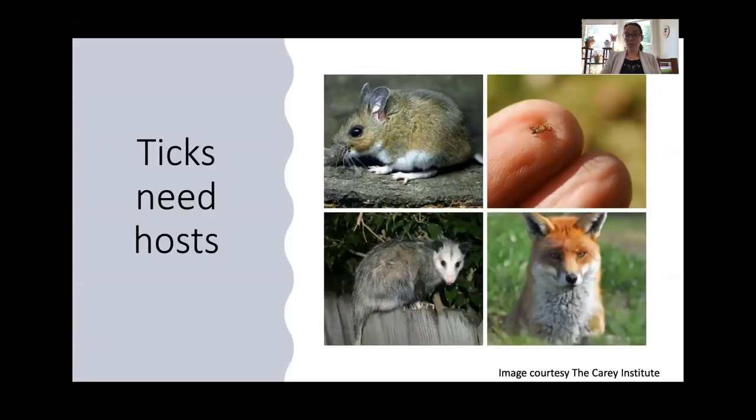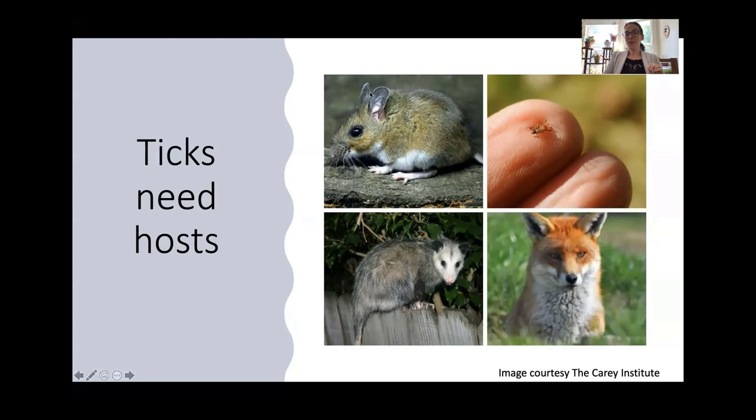Ticks need hosts. Remember I said the ticks need to have 3 different blood meals to go from egg to egg. So they want hosts. They like these white-footed mice. You'll hear about possums and whether or not possums are great at grooming off ticks. It's not necessarily true. There's a lot of debate about that right now. But you'll also see foxes, all of these, what we call the mesocarnivores, the middle-sized carnivores. Ticks will be happy to host on them. And of course, as many of you have heard about, white-tailed deer, great tick hosts. But it depends on the life stage, actually.